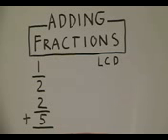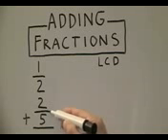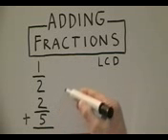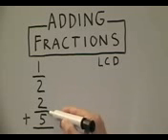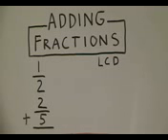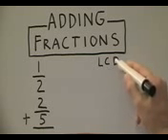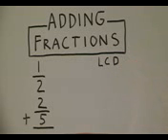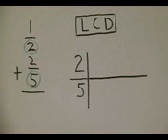In this video tutorial, we're going to look at adding fractions with unlike denominators. For 1/2 and 2/5, we could see that the denominators 2 and 5 are different. Our job is to make them the same. To do this, we use the LCD, or least common denominator method. It's also called the LCM, or least common multiple.